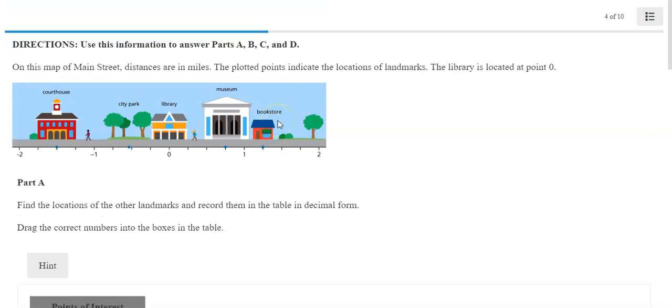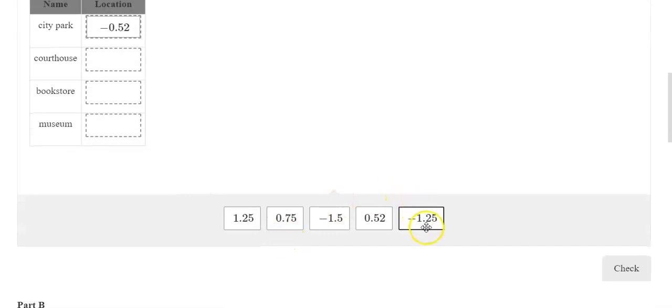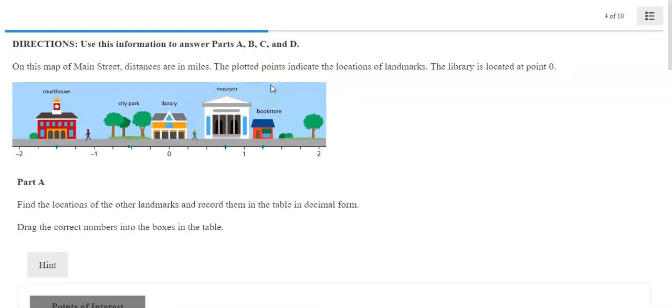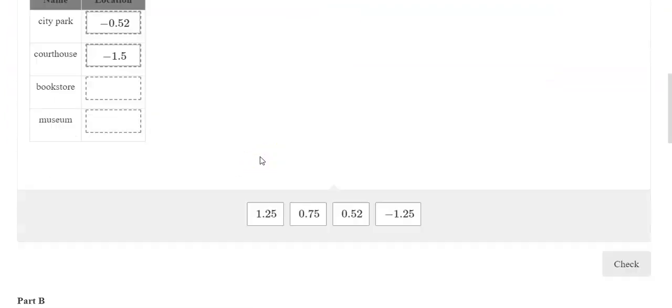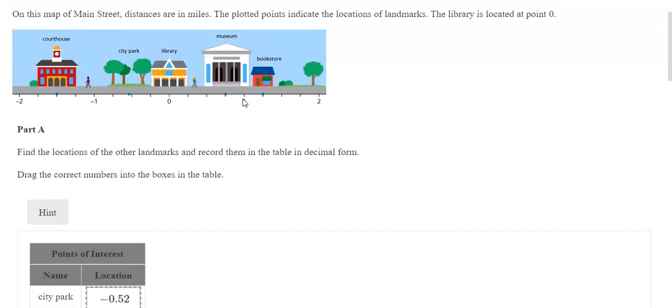The courthouse is at negative 1.5. The bookstore is at 1.25. And the museum is at 0.75.